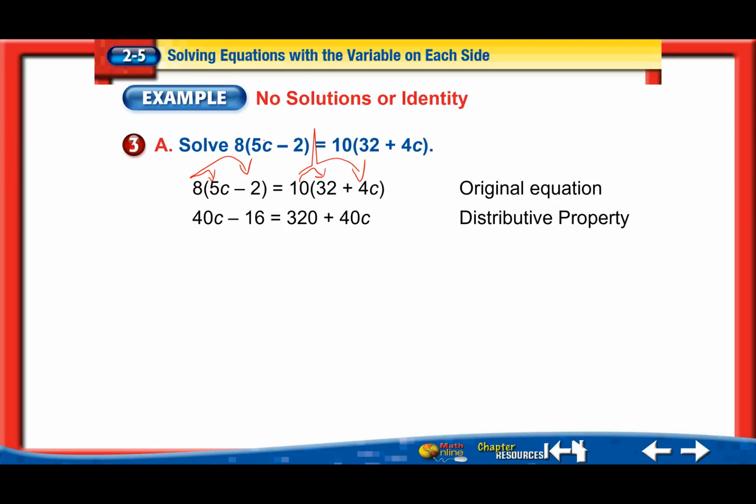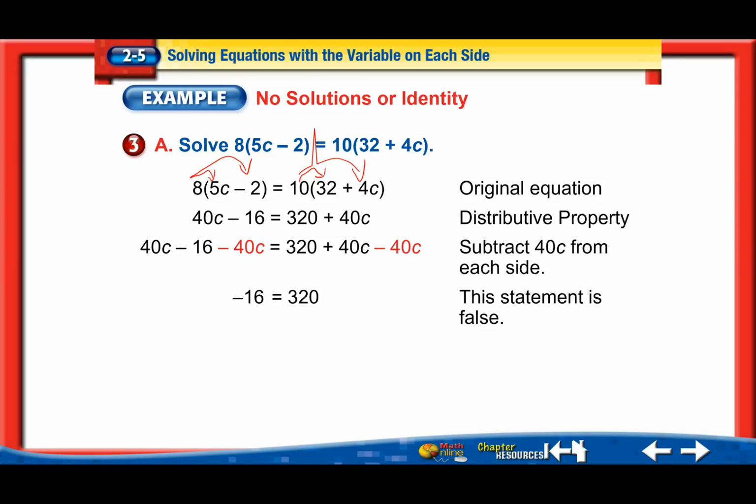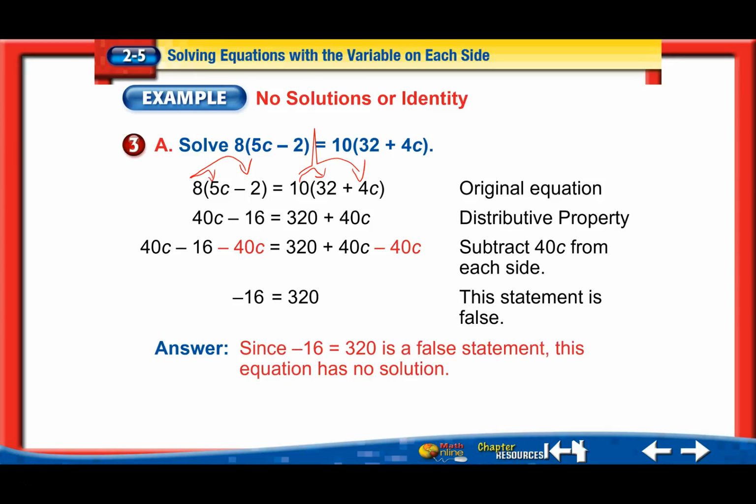From here, I'm going to subtract 40c from both sides. Wait, they're both 40c. Oh no, this isn't going to work. This statement is false because now there's nothing to solve for. So this comes out negative 16 does not equal 320. So that statement is false. So since that is a false statement, there is no solution to that problem.